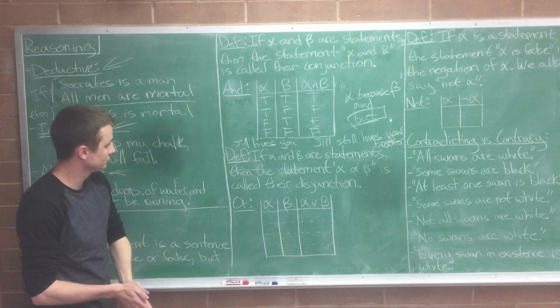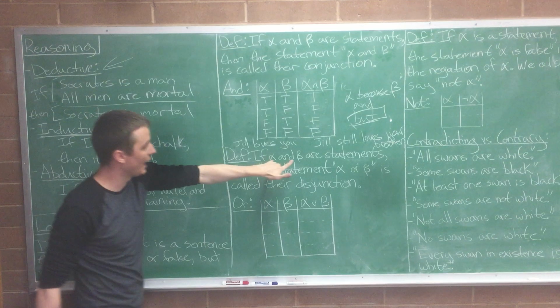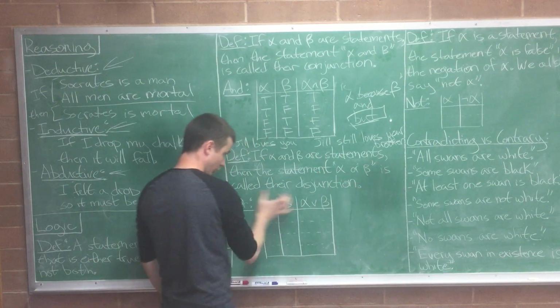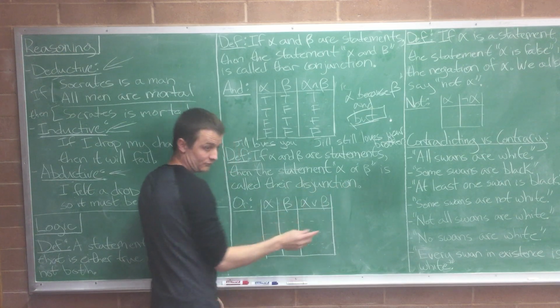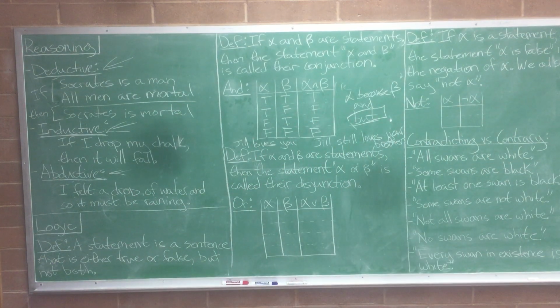Okay, next, disjunction. So if alpha and beta are statements, then the statement alpha or beta is called their disjunction. Now we have the same problem that we had before. Is this well defined? Not yet. We need to have a definition for what exactly that or thing means, right?